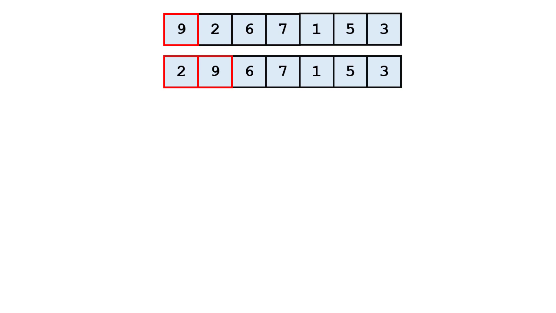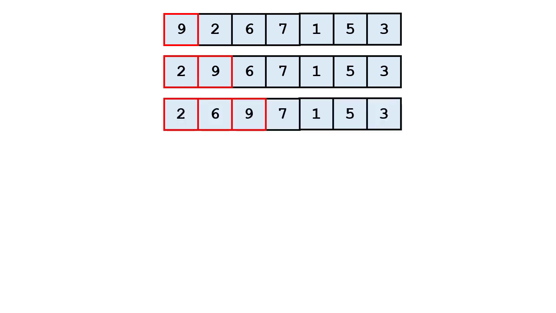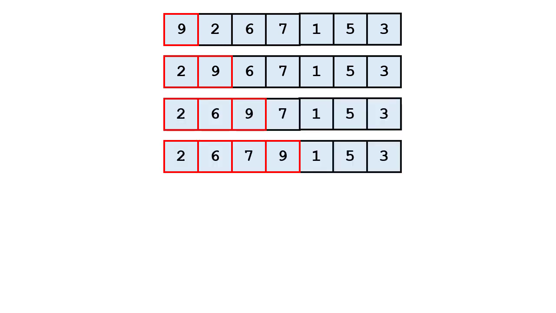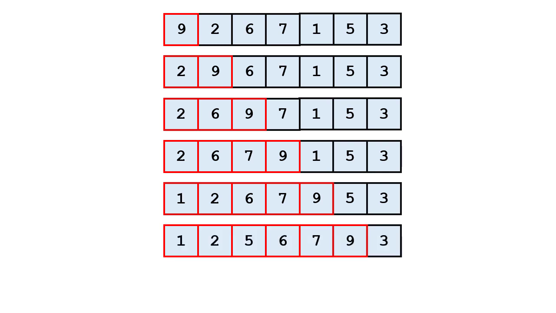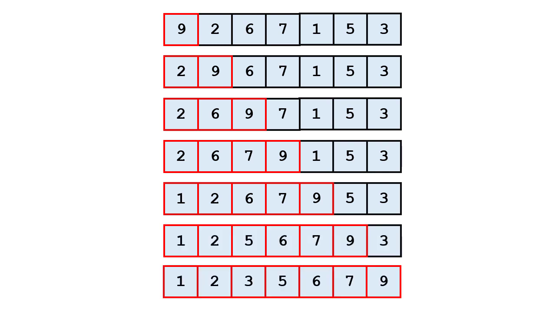Then you encounter 6, 6 would go in between the 2 and 9, then you encounter 7, 7 would go after 6 but before 9. Now 1 is the smallest element, so then you would put it at the beginning, then you encounter 5, you put it in its correct location, and then finally you reach 3, you put it in its correct location, and then now you have a sorted array. So notice, as you move through the array, you're sorting a bigger and bigger chunk of the array.